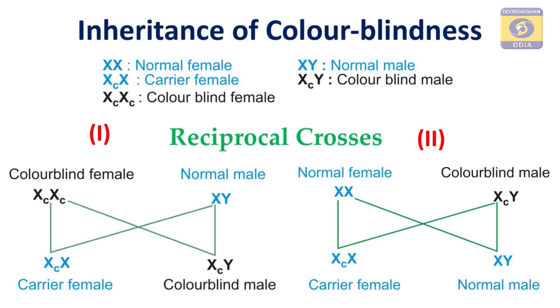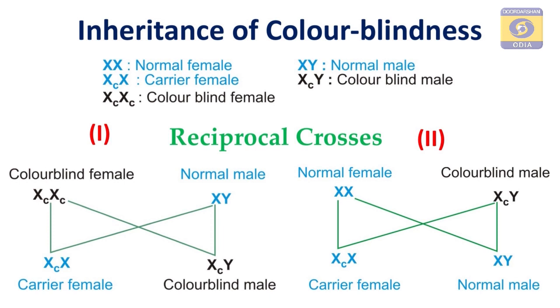XX normal female, XCX carrier female, XCXC colorblind female, XY normal male, XCY colorblind male. So, first cross: colorblind female with normal male. You know, the daughters are carriers and the sons are colorblind. The reciprocal cross: normal female with colorblind male. Here the daughters are also carriers, but the sons are normal.